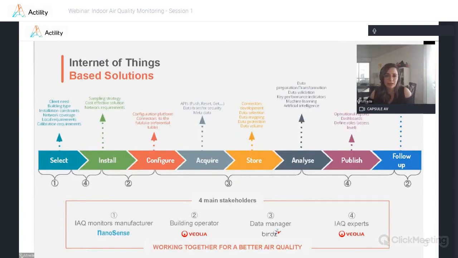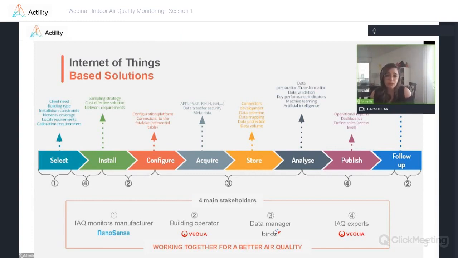Our innovative air quality solutions are based on the Internet of Things, so based on a complex digital process starting from material selection, installation, and configuration, going through data collecting, storing, processing, and analyzing in order to follow up the air quality and suggest the suitable solutions. Every step in this value chain should be held taking into account several criteria. The monitors should be reliable, precise, and adaptive to the client need and building type, and we should take into account the installation constraints. Network coverage is also an important question to pose while choosing the connectivity.